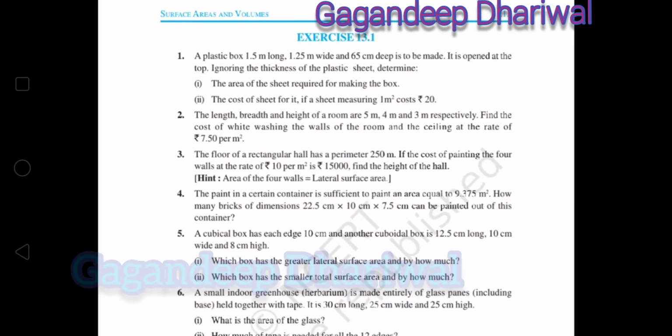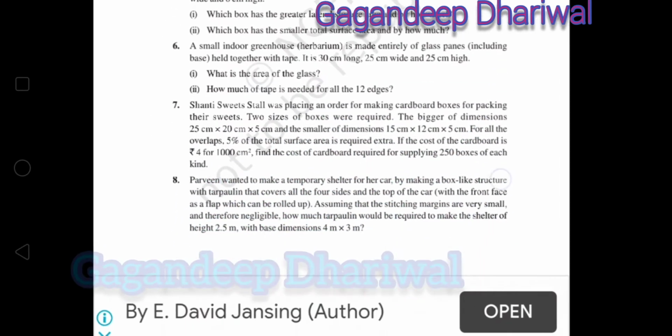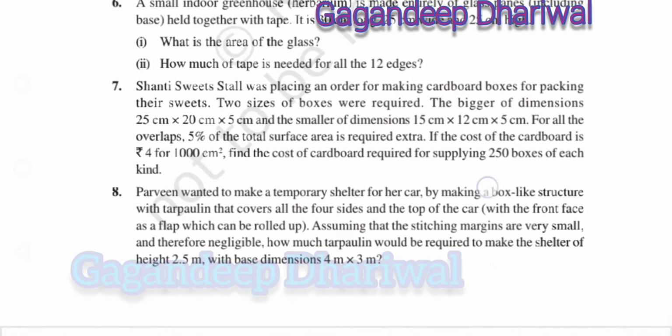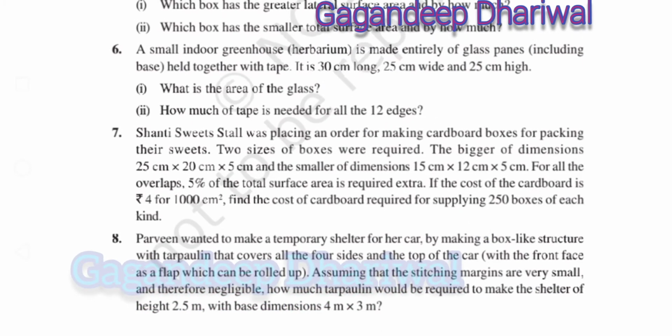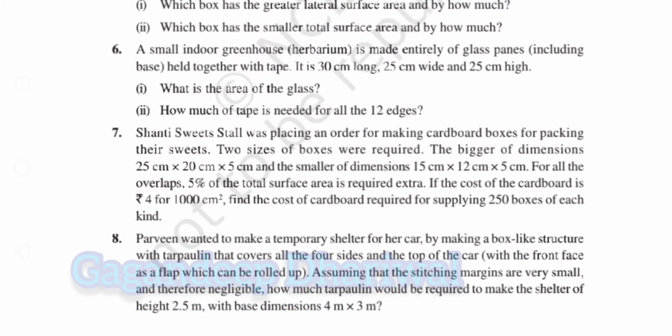So now here is exercise 13.1 and question number 6. A small indoor greenhouse herbarium is made entirely of glass panes including base, held together with tape. It is 30 cm long, 25 cm wide and 25 cm high. Firstly, you have to calculate the area of the glass.